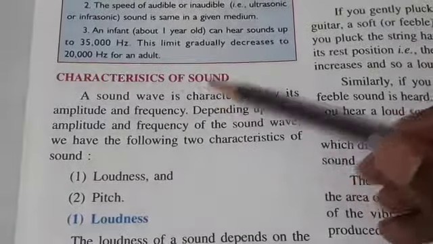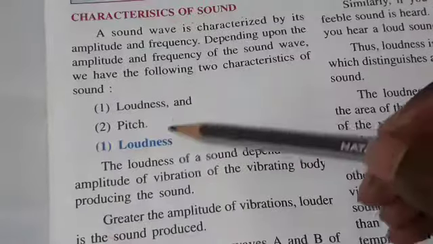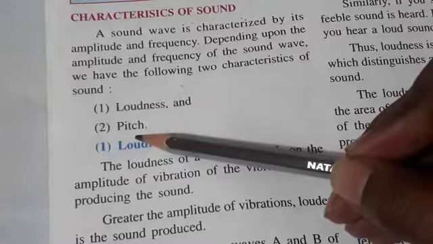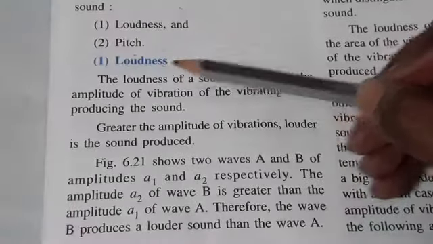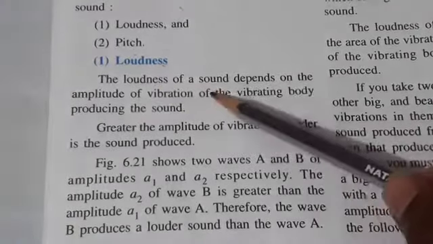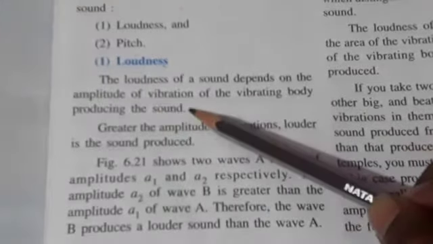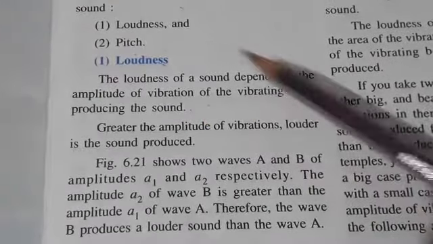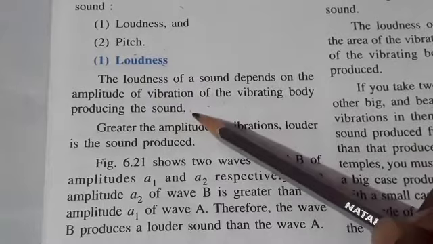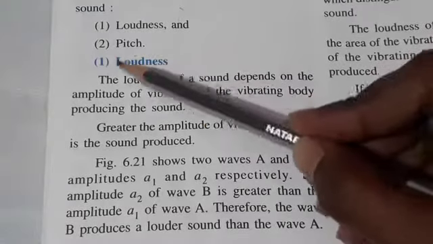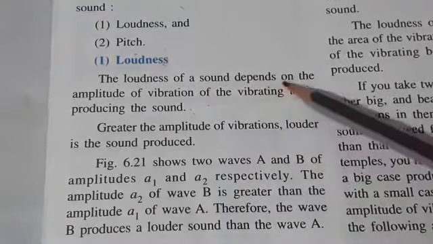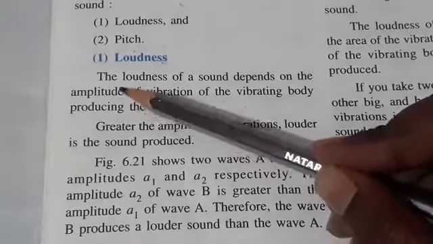So now class, characteristics of sounds. There are two characteristics, loudness and pitch. What is the meaning of loudness? The loudness of a sound depends on the amplitude of vibration of the vibrating body producing the sound. So class, it's very important, your loudness depends on the amplitude. And class, what is amplitude?